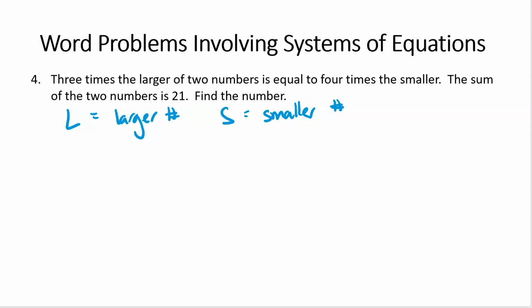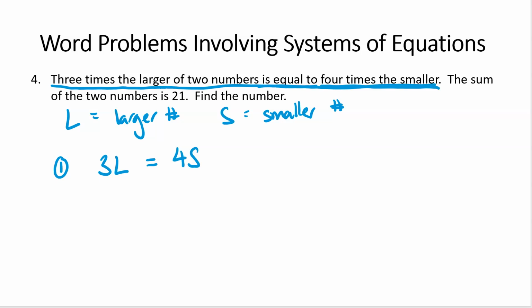3 times the larger number. So for equation 1, I can start with just saying that's 3 times L, the larger number, is equal to 4 times the smaller number. There you go. Underlined in blue, that is equation number 1. 3 times the larger number equals 4 times the smaller number.